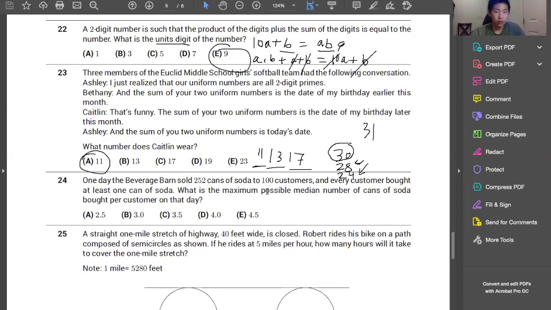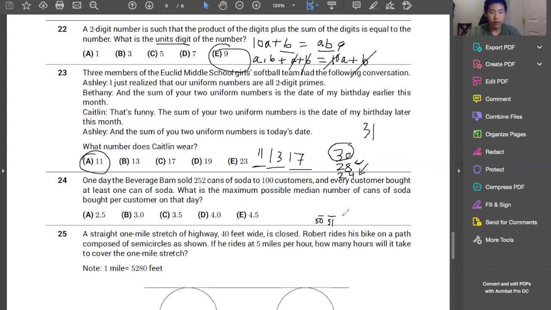So problem 24. One day, the beverage barn sold 252 cans of soda to 100 customers, and every customer bought at least one can. We want to know the maximum possible median for the number of cans bought. So, since we have 100 customers, the median is going to be the average of the middle two people, since we have an even number of people. And that's going to be the 50th and the 51st person that we're going to be averaging.